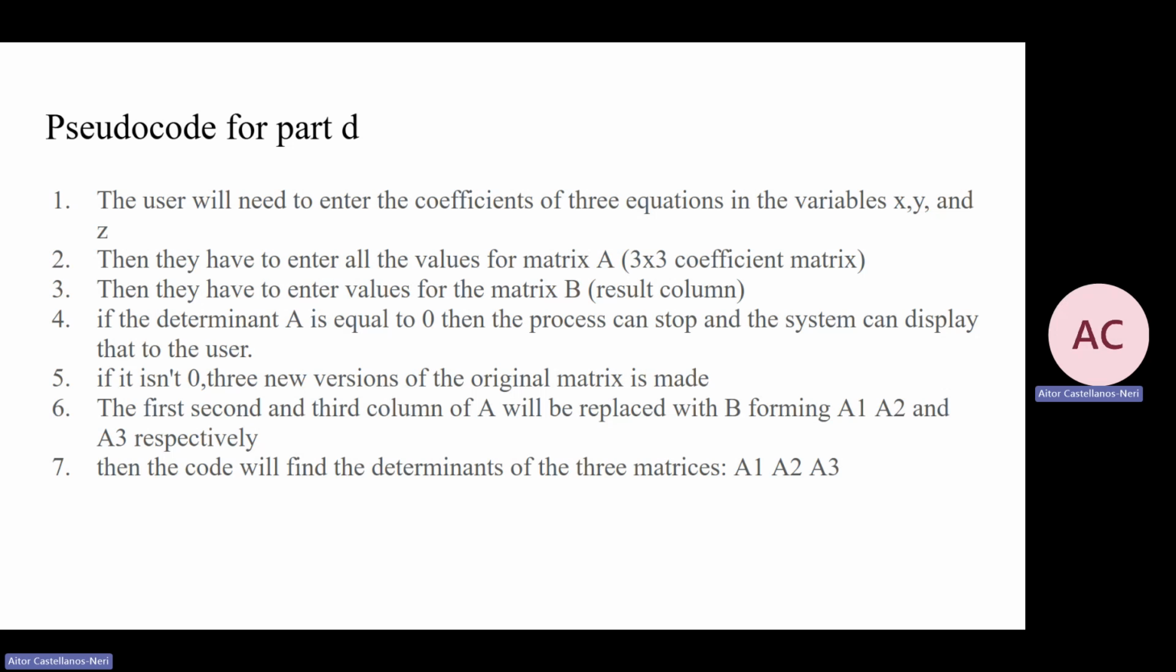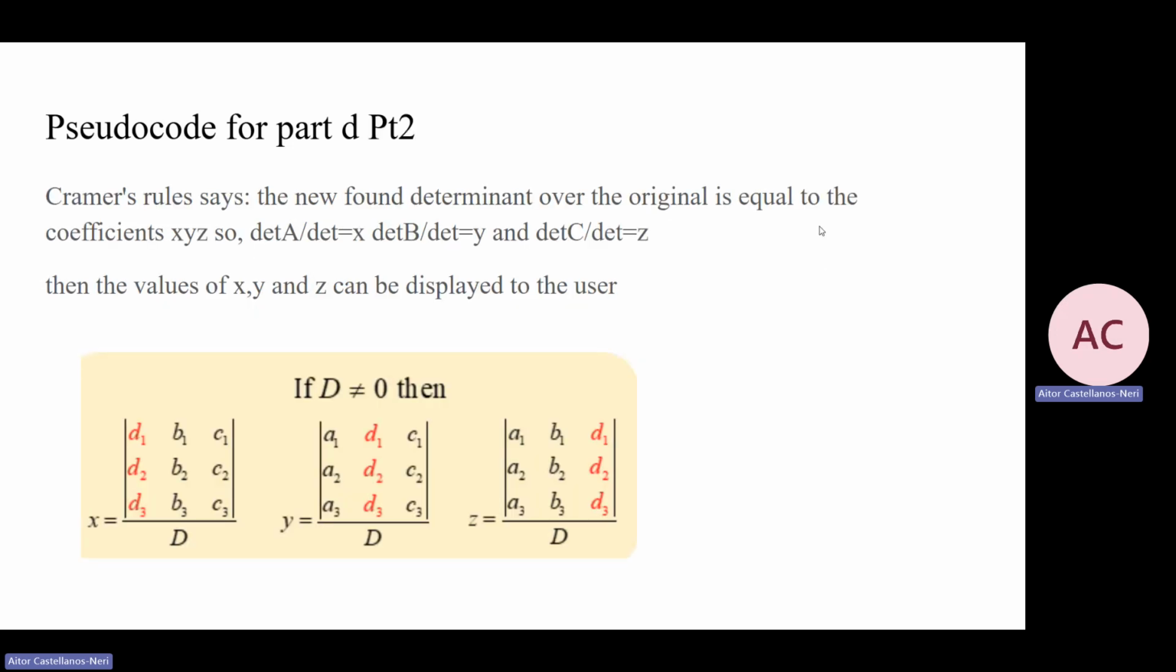But if it isn't, then 3 new versions of the original matrix will be made. So we have A1, A2, and A3 respectively. And this is done just mathematically by replacing the first, second, and third column with the result column, which is B. And then the code will find the determinants of these new matrices, A1, A2, and A3. And then using Cramer's rule, the newfound determinant over the original is equal to the coefficients x, y, and z.